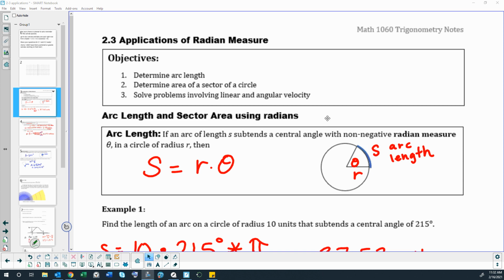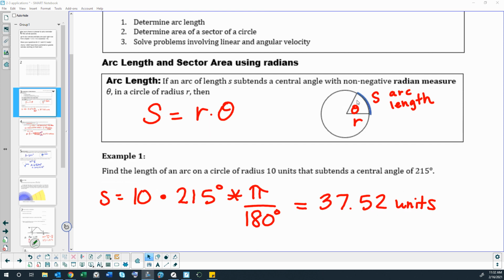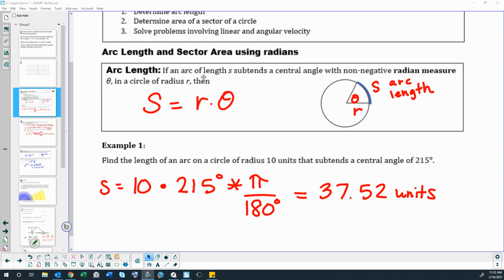Section 2.3, applications of radian measure. First thing we're going to talk about is arc length and area of sectors. So our first formula here is arc length. We use S. I'm not sure where that comes from traditionally, but we're going to say S is the length of an arc. You can see this little blue piece right here.